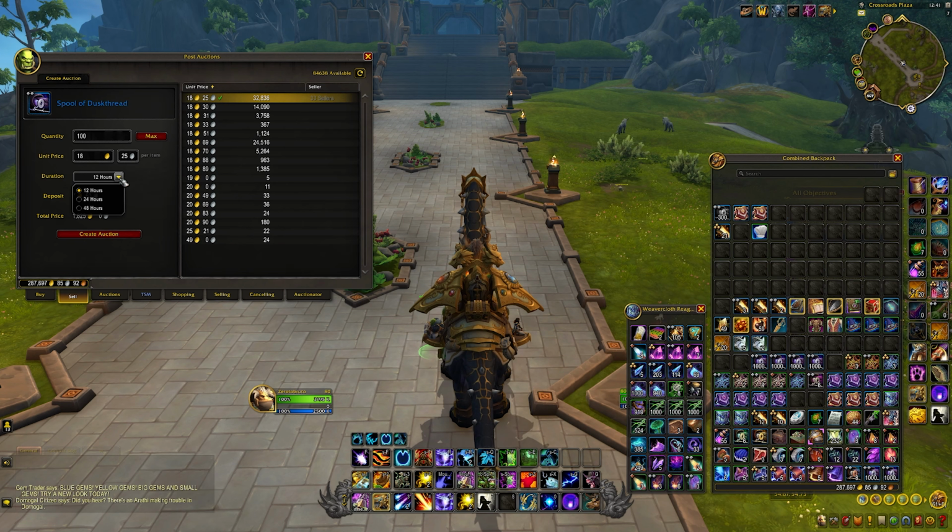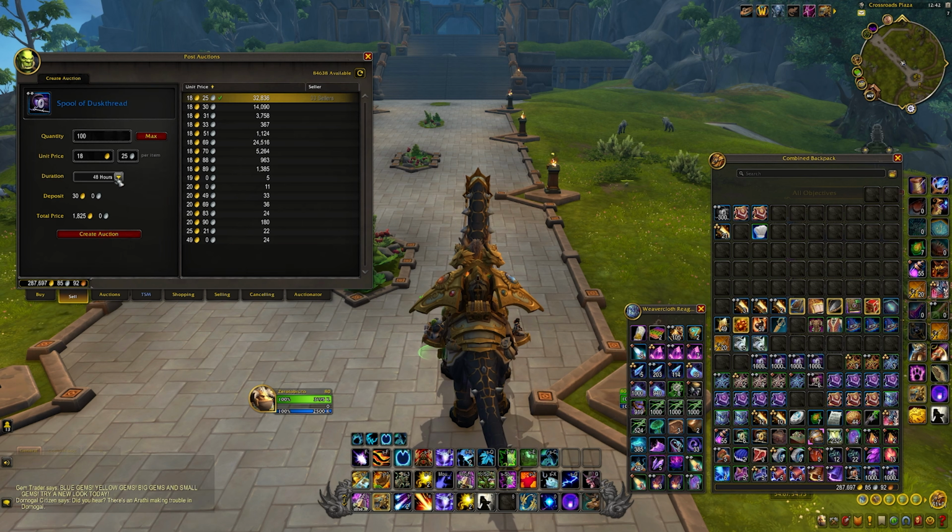The deposit cost will increase depending on your posting duration. If I want it to be on the auction house for 12 hours and then come back to me in the mail as expired if I haven't sold it, it's going to cost me, in this case, 7 gold and 50 silver. If I bump that up to 24 hours, it will cost me 15 gold instead. So it's much more expensive. It's double the price, and same with 48 hours.